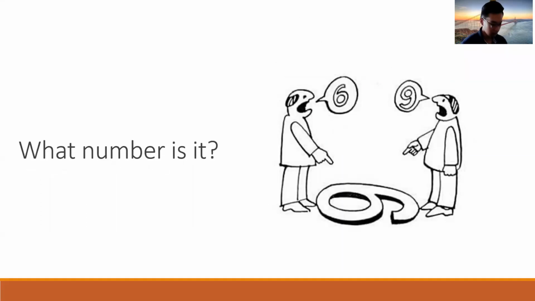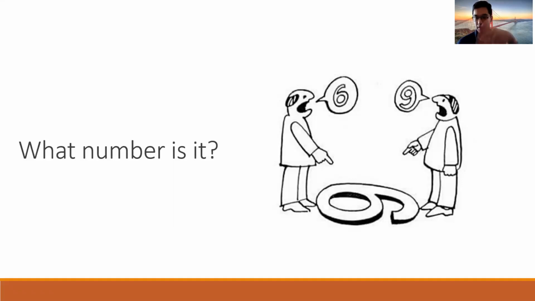So you can look at the picture on the right. You can see there's something on the ground. There are two persons that are arguing about what they are seeing. One person says, "Oh, that's the number 6," and the other person says, "Oh, that's number 9." So what number is it? What number is it on the ground?